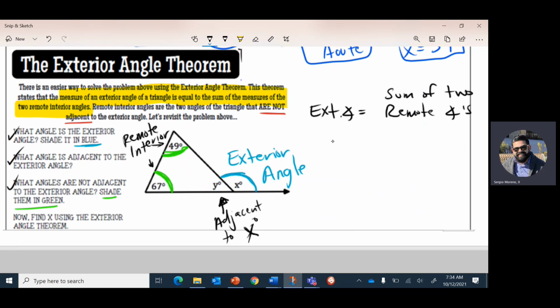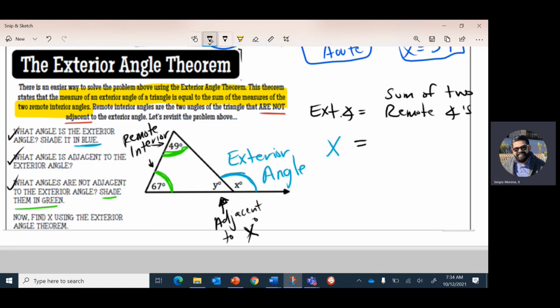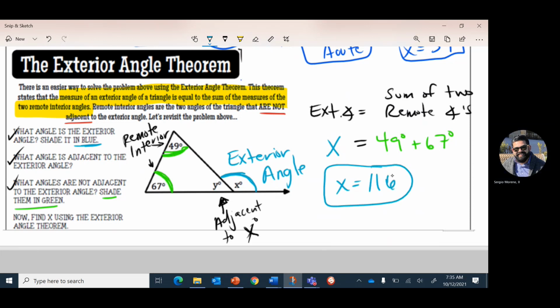So if we look at the exterior angle, in this case it is x. Our x value is equal to the sum of the two remote angles, so it's 49 degrees plus 67 degrees. So 49 plus 67 equals 116 degrees. Okay, so that's how you find the exterior angle using the remote angles.